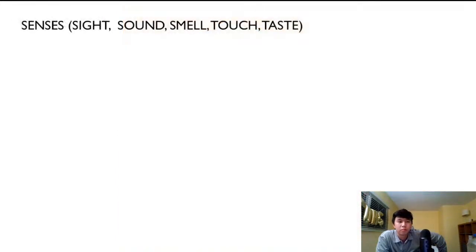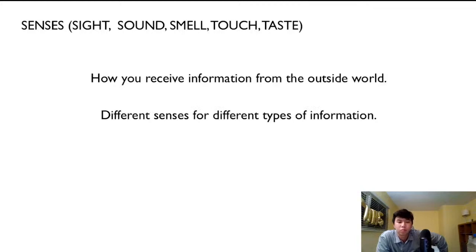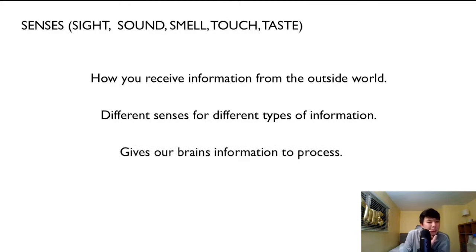We also have senses, the five senses that most people know: sight, sound, smell, touch, and taste. And these are how you receive information from the outside world, right? You use your senses to look around you, to hear things, to taste something. And each of these senses can pick up a different type of information. They're attuned to specific things. My eyes are attuned to looking, my ears for hearing, and I use them for different things. And this gives our CPUs something to process, something to take and chew on, no pun intended.